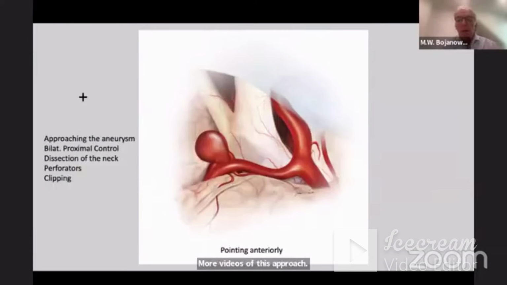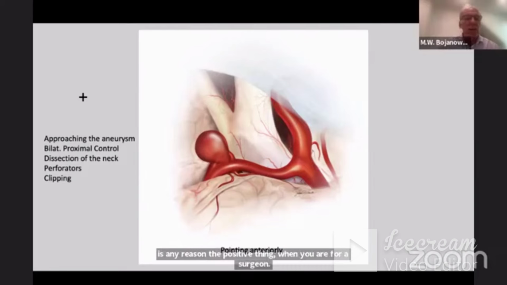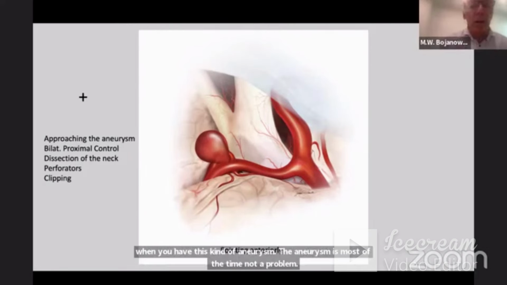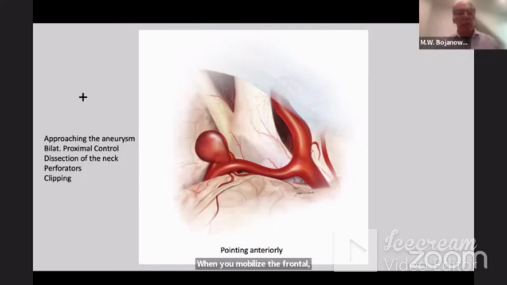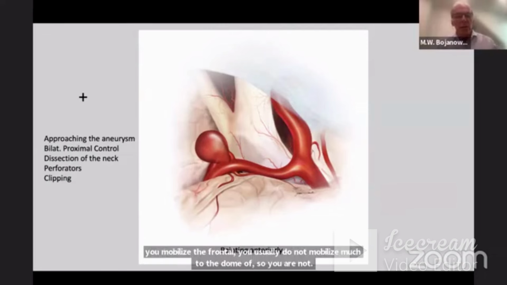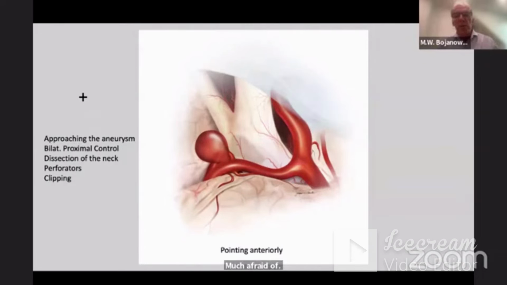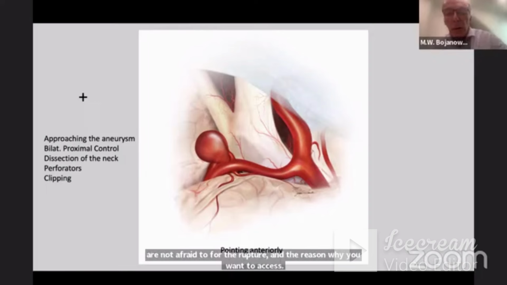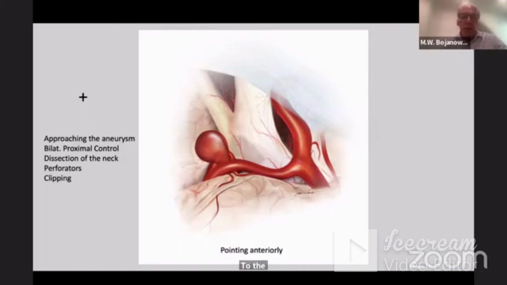So the first example is the aneurysm pointing anteriorly. The positive thing for a surgeon when you have this kind of aneurysm is that approaching the aneurysm is most of the time not a problem. When you mobilize the frontal lobe, you usually do not mobilize much the dome of the aneurysm, so you are not afraid of rupturing the aneurysm when you want to access the proximal control.